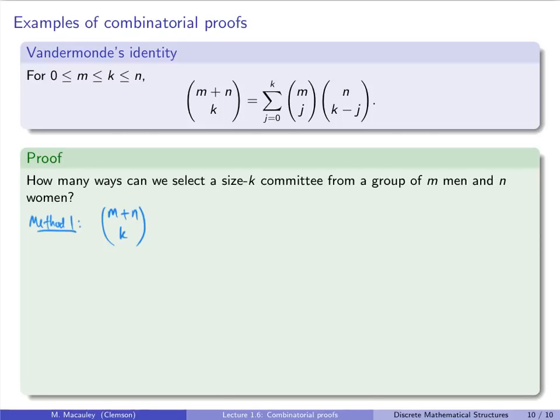Well, we can ask how many men are on the committee. Let's say that there are j men on the committee, so j has to be between 0 and k. So this term right here counts the number of ways to have j men on the committee. And then we obviously have to have k minus j women on the committee. So the total number of ways is we just have to add that up from 0 to k. All the possibilities, we could have either 0 men, 1 man, or all the way up to k men. So we add those things up.